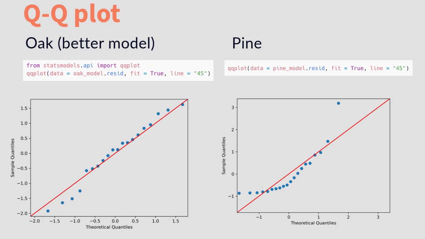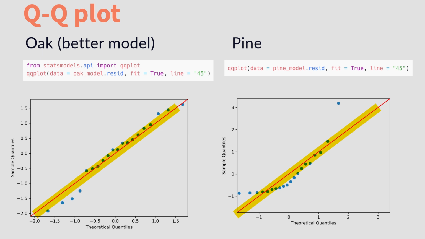The second plot type is called a QQ plot. It can be produced by first importing qqplot from the statsmodels.api package and then using the qqplot function with the data argument set to model residuals, which can be accessed by using the .resid attribute on the model object. Interpreting this plot is easy. If the points follow the diagonal straight line, they are normally distributed. If not, they aren't. Here, most of the oak model follows the diagonal line closely compared to the pine model.